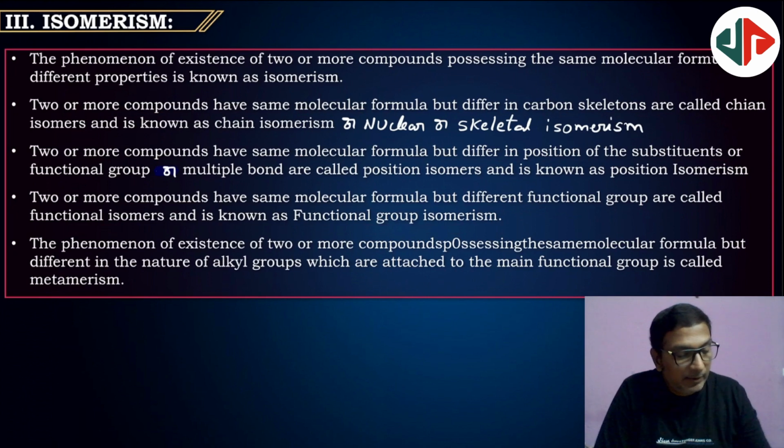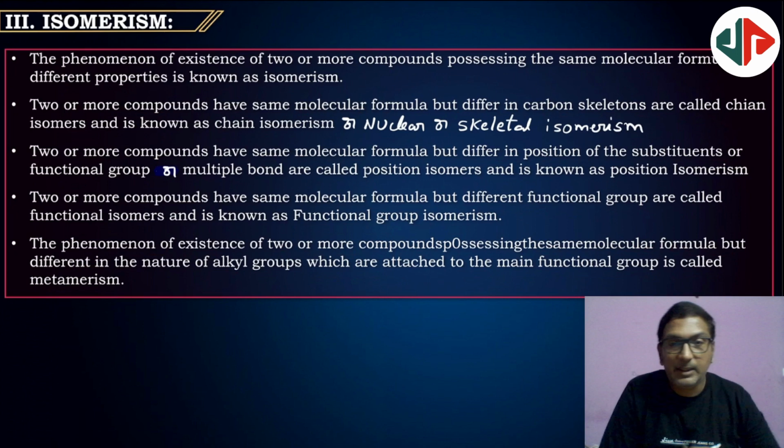Next, the phenomenon of existence of two or more compounds possessing the same molecular formula but differing in nature of alkyl groups attached to the main functional group are known as metamers, and the phenomenon is metamerism. So metamerism is due to difference in nature of alkyl groups attached to the same polyvalent functional group.